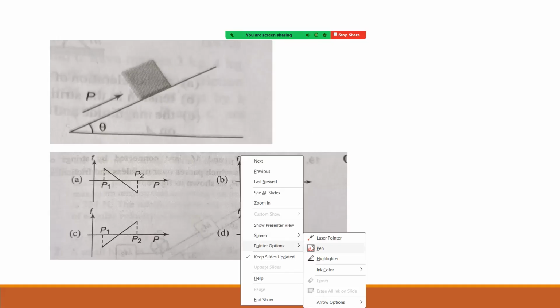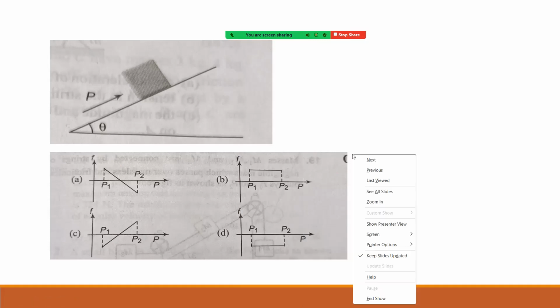See the options. First of all, we can eliminate B and D because friction is not constant. Next, first positive then negative, or first negative then positive? What we got is that friction is first positive. That means option A is the correct one. So I hope you got clarity.